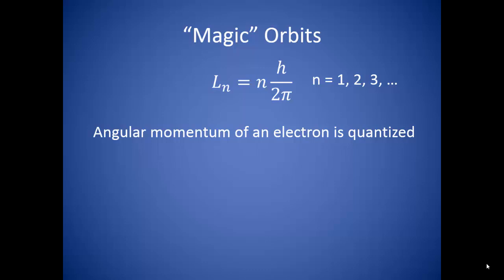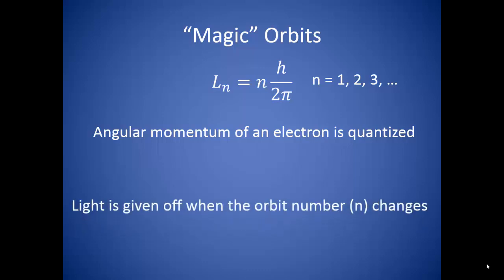But wait, why can we see lines in a spectra? Bohr explained this by proposing that light is only given off when the electron changes from one orbit to another. So when an electron goes from n equals 2 to n equals 4, for example, light is given off.